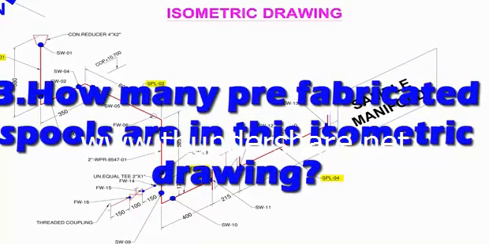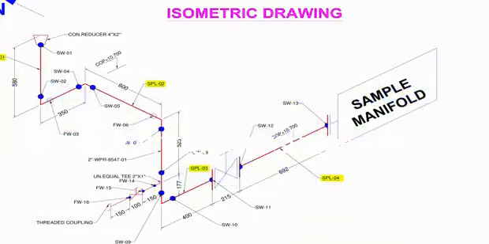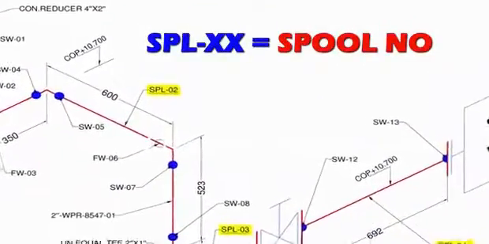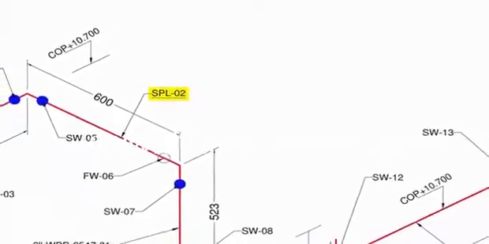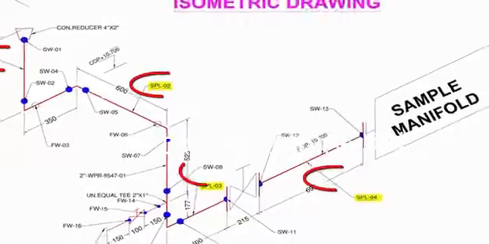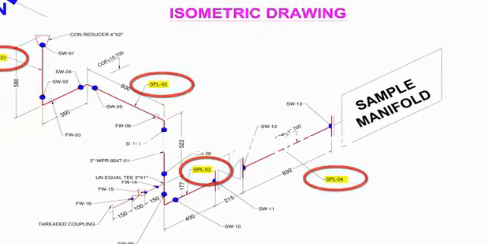Number 3: How many prefabricated spools are in this isometric drawing? See the drawing. S, P, L denotes the spool number. So, in this drawing, 4 prefabricated pipe spools are available.